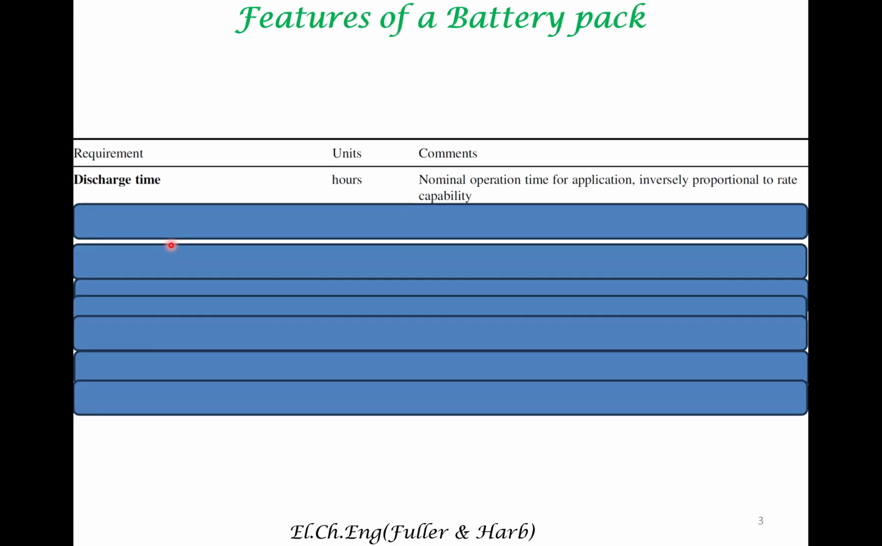So the important features of a battery pack are the following. We will take up each of these topics in the next few lectures, but this slide is supposed to give you a broad overview of the issues we would be discussing. For example, the discharge time of a battery pack depends upon the rate of discharge. So it is very crucially dependent on how quickly you tend to discharge a battery. So typical discharge time of a battery is in the order of hours.